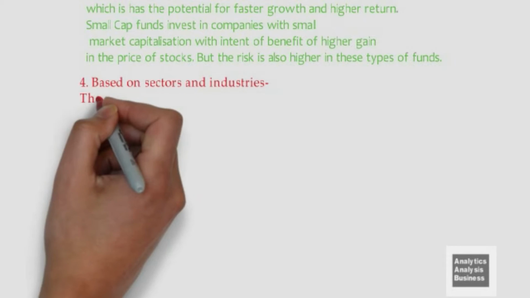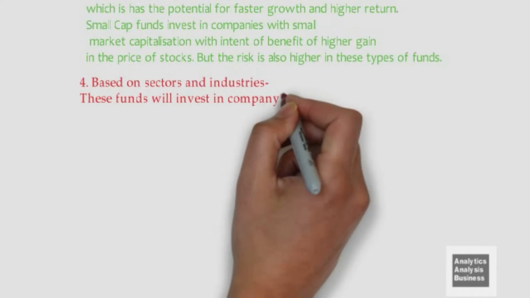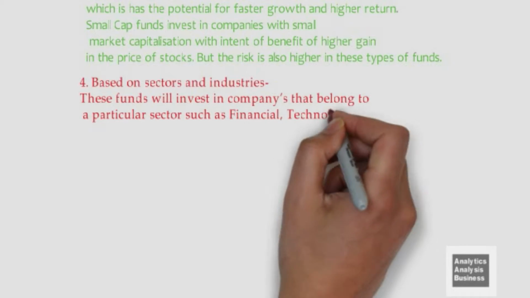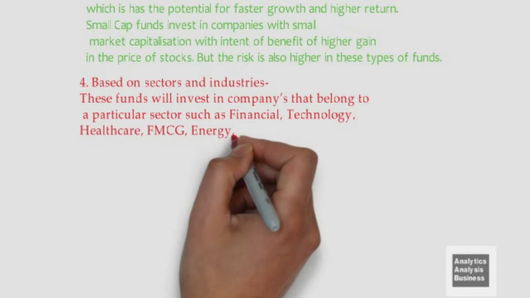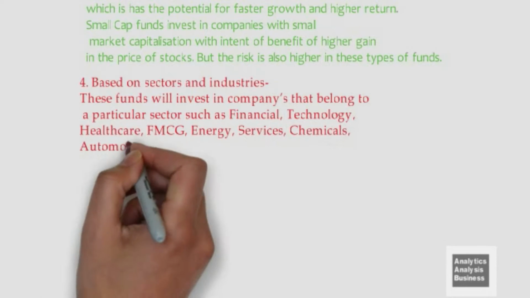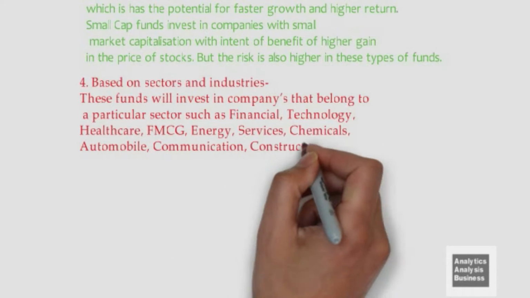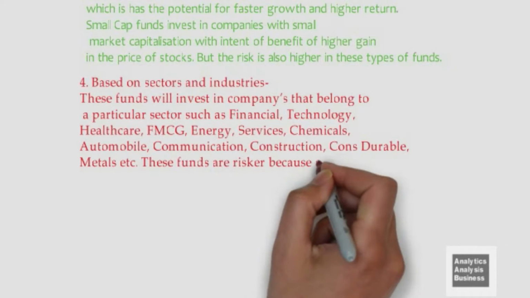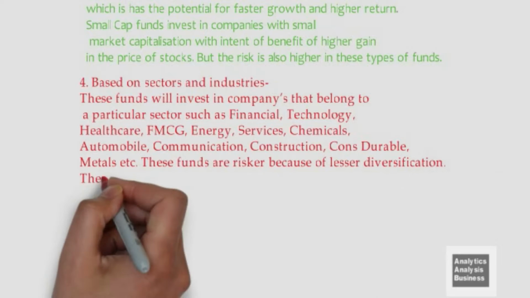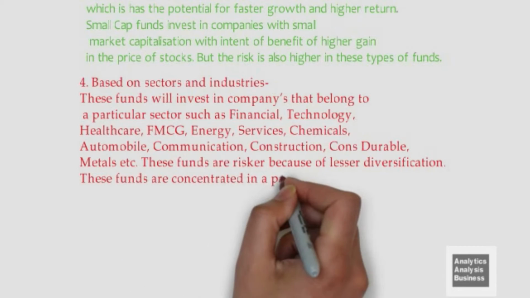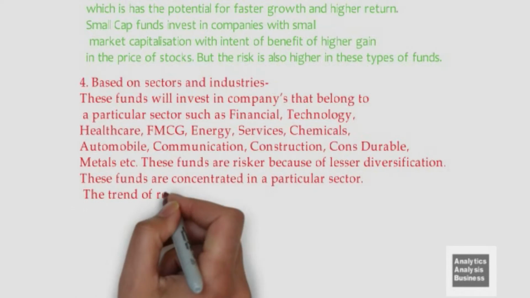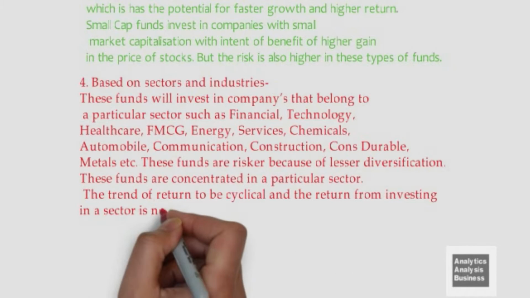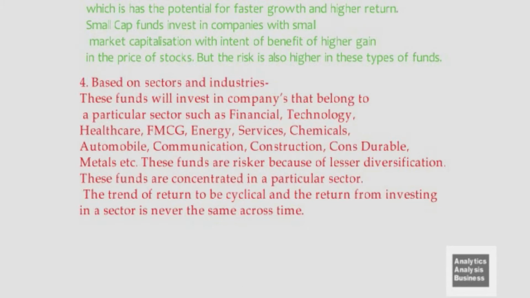4. Based on sectors and industries. These funds will invest in companies that belong to a particular sector such as financial, technology, healthcare, FMCG, energy, services, chemicals, automobile, communication, construction, durables, metals, etc. These funds are riskier because of lesser diversification. These funds are concentrated in a particular sector. The trend of returns tends to be cyclical, and the return from investing in a sector is never the same across time.